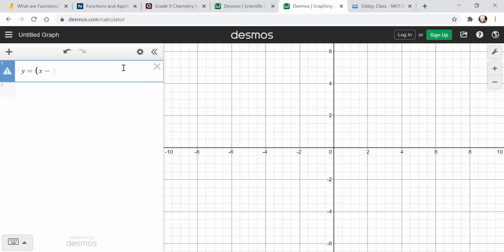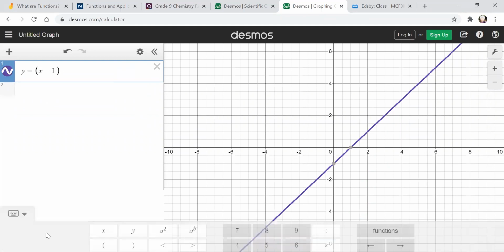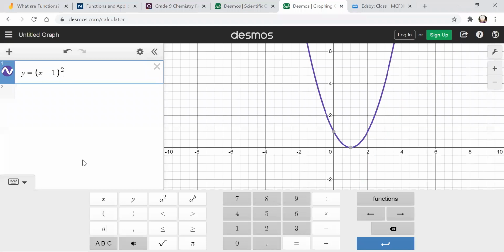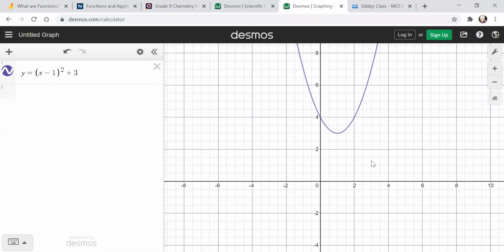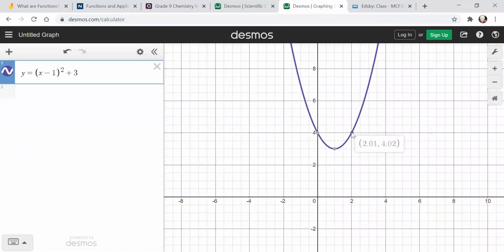x minus 1, close bracket, squared, plus 3 was the equation. Okay, does anybody know the name of this type of function? Parabola. It is a parabola. It's a quadratic function. Great job, Lauren. This is a quadratic function.